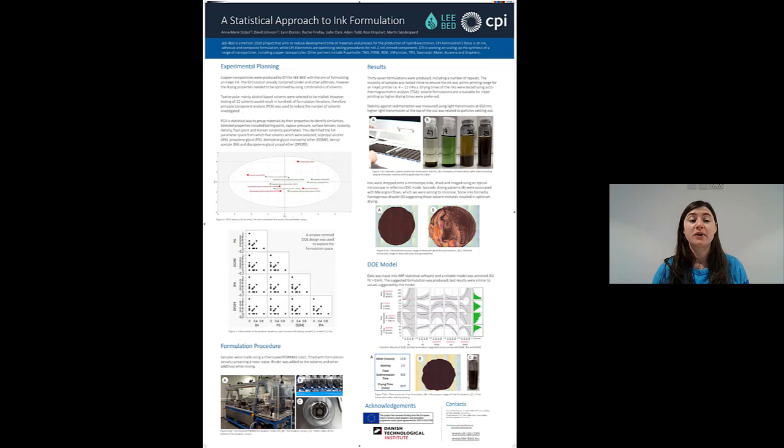I'm here to talk to you about a poster titled A Statistical Approach to Ink Formulation. This was carried out as part of a Horizon 2020 project called LEBED, which aims to enable the use of hybrid electronics in a series of applications by developing novel materials and processes.